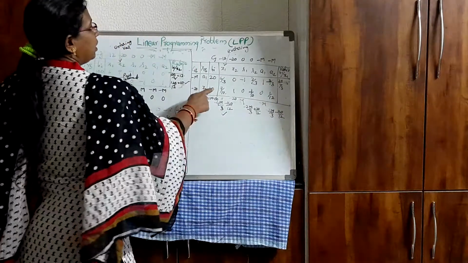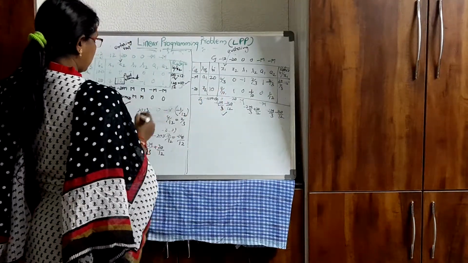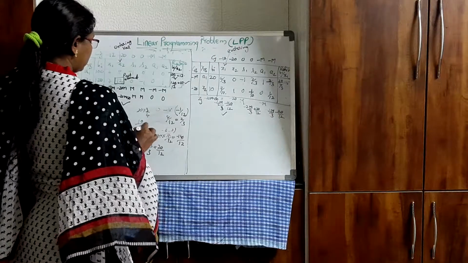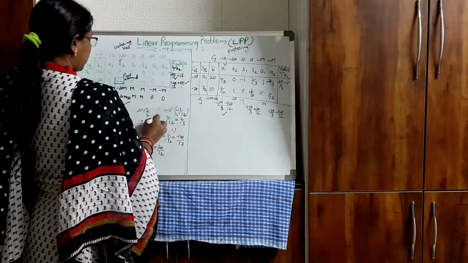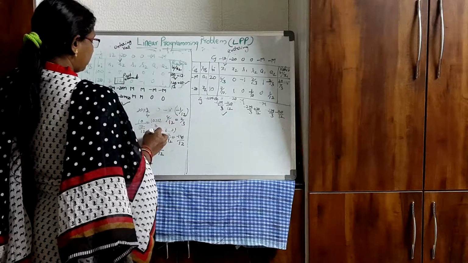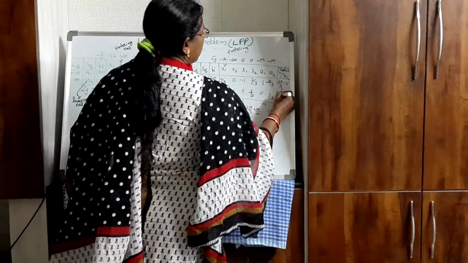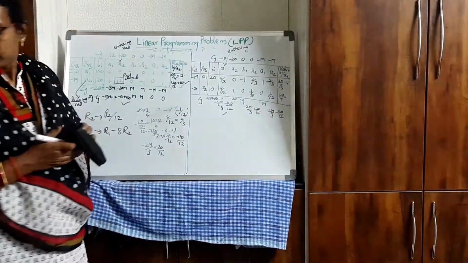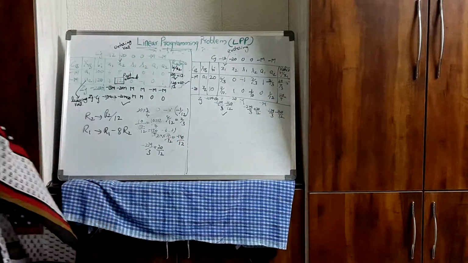Similarly, 10 by 7 by 12. So this will be 10 into 12 by 7. That means 120 by 7. So this is 120 by 7. 120 by 7 means what will you get? So which is the minimum ratio now?